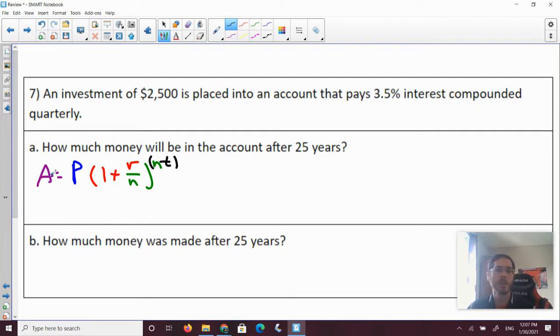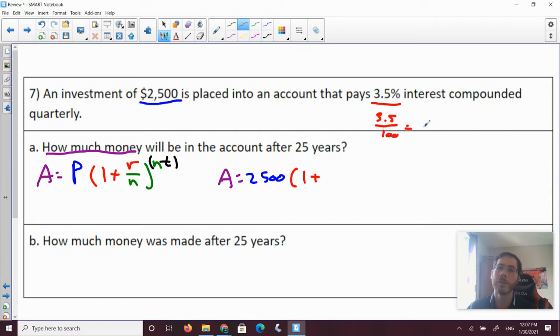And remember, this equation is just y equals a times b to the x. We just kind of switch all the things around to suit our needs. We're trying to find out how much money. So how much money is a? That means that we don't know a, so we'll just leave a as a. P is the principal. P is how much you start with, so it's going to be $2,500. 1 plus r, r is the interest rate. That's 3.5, or we have to do 3.5 divided by 100, so 0.035.